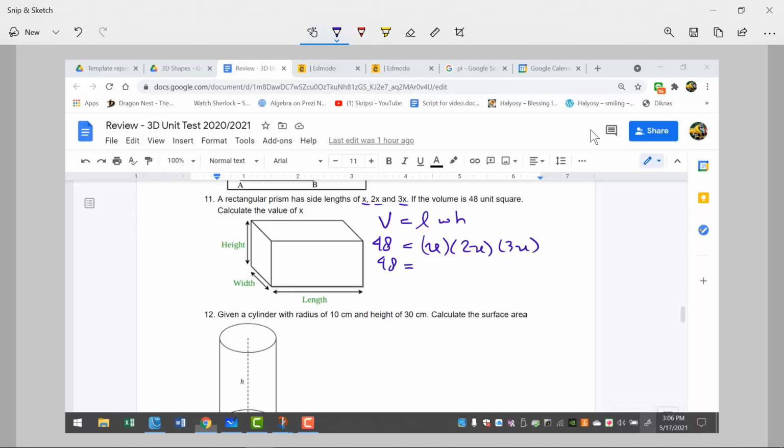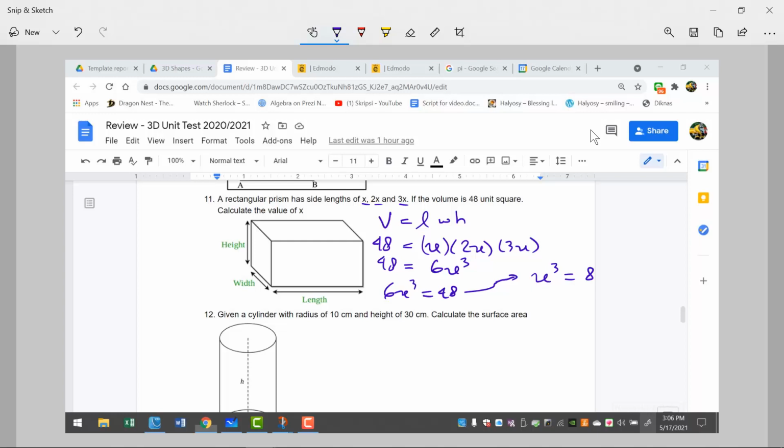And then you simplify, because we know that x times 2x times 3x is 6x to the power of 3, right? Because 2 times 3 is 6, and x times x times x is x to the power of 3. If I want to find the value of x, remember to divide both sides by 6, right? If you divide the left side by 6, you will get x to the power of 3. If you divide the right side by 6, you will get 8, right? Because 48 divided by 6 is equal to 8, right?